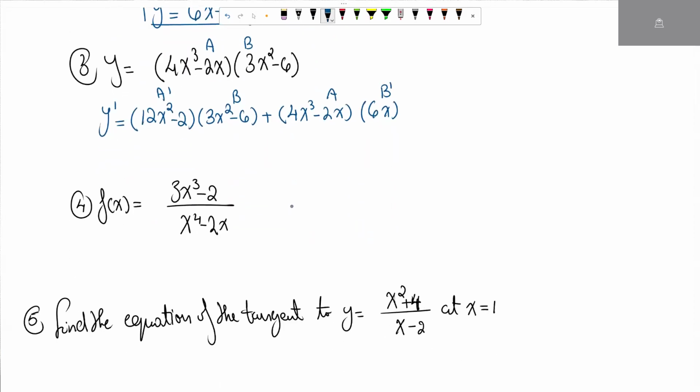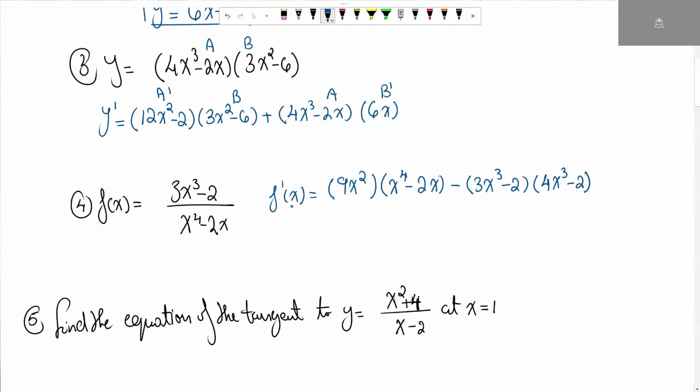That's it. We go for number 4. Number 4 is clearly a quotient rule. In this case, f prime of x will be equal to the derivative of the first one, which will become 9x squared, times the second one as it is, x to the power of 4 minus 2x. And now minus the first one as it is, 3x to the power of 3 minus 2, multiplied by the derivative of the second, which will become 4x to the power of 3 minus 2. All of this is then divided by the second one squared. Just to give them the letters, if we call this one a and we call this one b, this is a prime b minus a b prime over b squared.